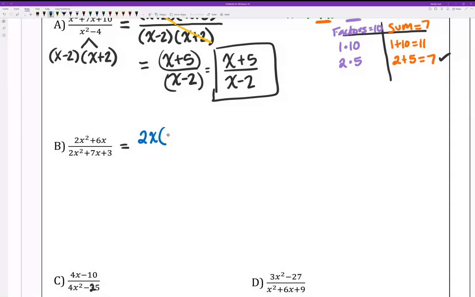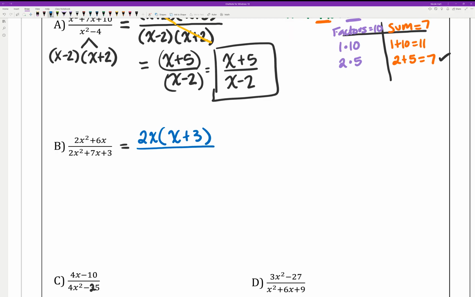2 divided by 2 leaves us with 1. So if you want to put a 1 there, you can. You don't have to. X squared, or x to the power of 2, divided by an x leaves us with x. 6 divided by 2 is 3, and x divided by x leaves us with no additional variable. So you can say 2x parentheses 1x plus 3, or you could say 2x times x plus 3. This would be the most standard version of that. If the 1 isn't doing anything, we can just remove it.